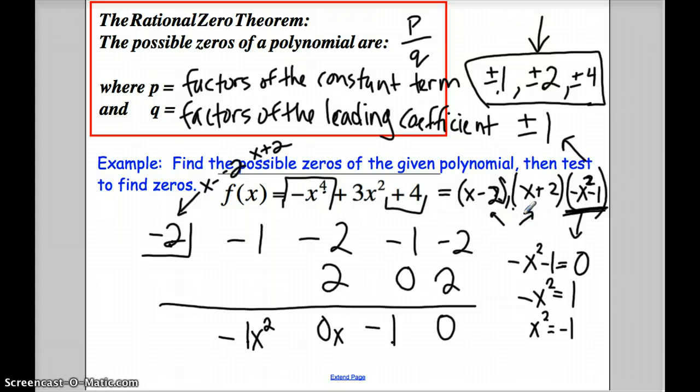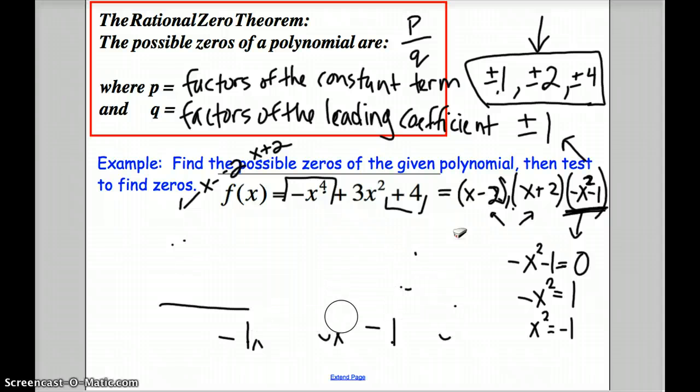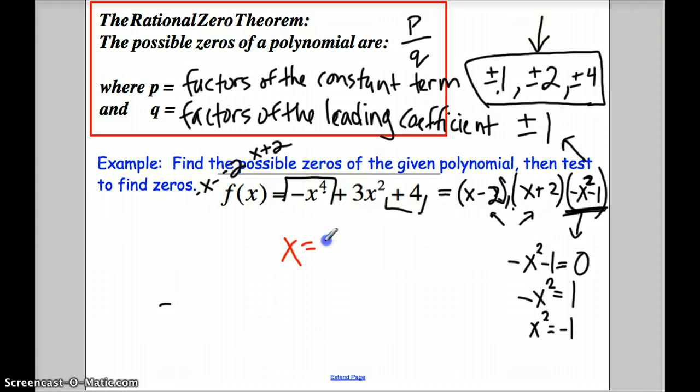So for my solutions here, I got lucky and I guessed the right answers. Sometimes you will guess wrong, and I'll show you some scenarios with that in a moment. So my 2 solutions are x equals 2 and x equals -2. Those are the only 2 zeros of the polynomial.